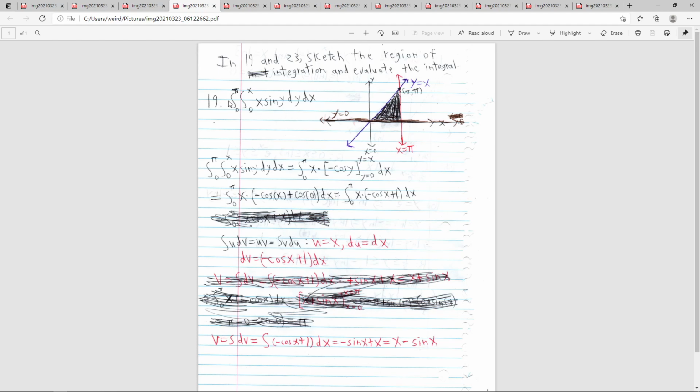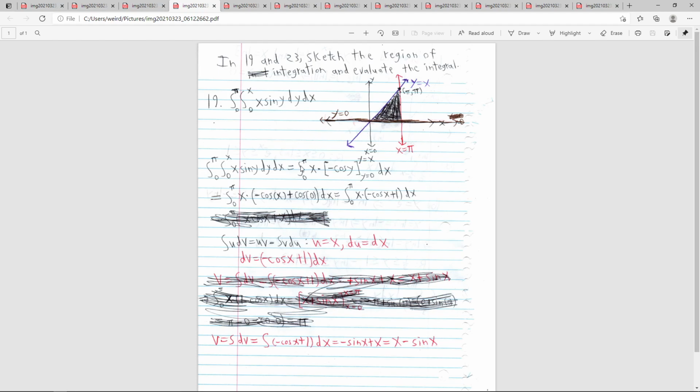So we have 0 to pi and 0 to x. So y equals x, y equals 0, x equals pi, x equals 0. It's a triangle, and pi will be one of the points. It's obvious though.